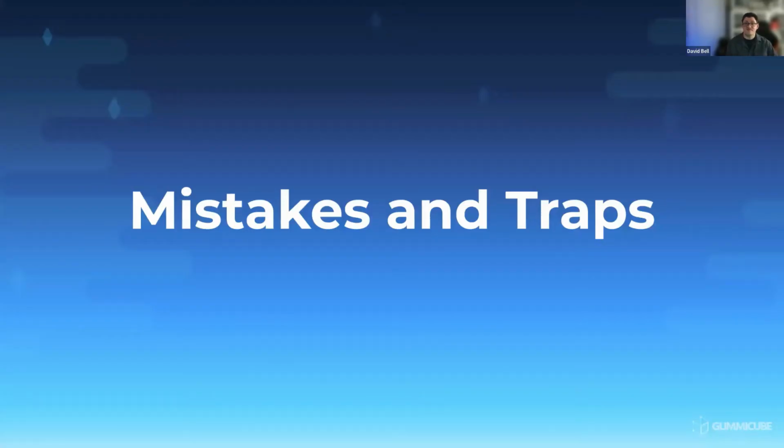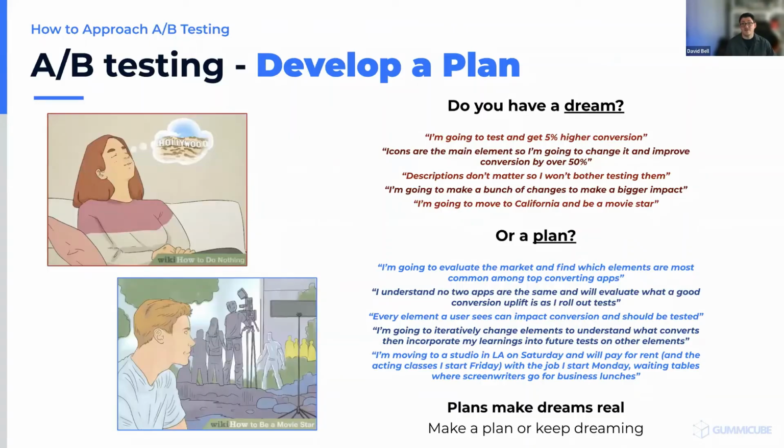Now, there are a lot of mistakes and traps that we hear about when we're interacting with customers on a day-to-day basis from an A/B testing standpoint. The first thing is it's really important to have a plan for what you want to A/B test. And there's a big difference between a dream and a plan. Everyone wants to be able to go out and say, well, I have a goal of increasing conversion by X%, and I need that to happen by a certain period of time. But in reality, it's the plan that's going to make that possible, not just the desire.